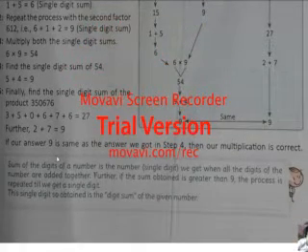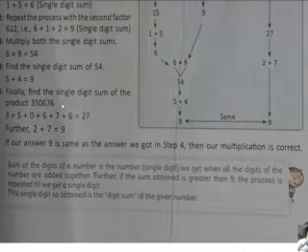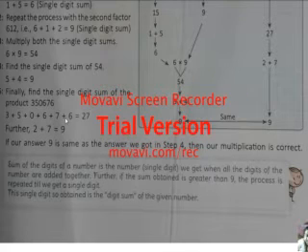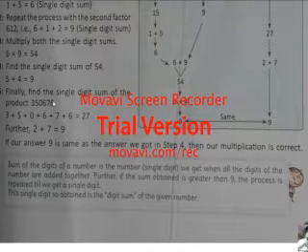Now you can see fifth, finally find the single digit sum of the product 350676. So it becomes 3, 5, 8, and then 8, 7, 15, 6, 7, 13, and plus 6, 19. So 19 and 8, 27. So 2 and 7 have been added and it becomes 9. If our answer 9 is the same answer we got in the 4th stage, then our multiplication is correct. That means what we get in the 4th step, that should be the 5th step also.